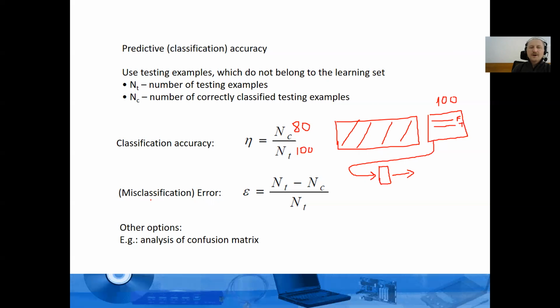If you want to find the misclassification error, totally you have 100 samples or rows in your test data, and correctly answered 80 of them. They are altogether 100. This means 20%. Yes, 20% misclassification error, and then you have 80% correct classification accuracy.